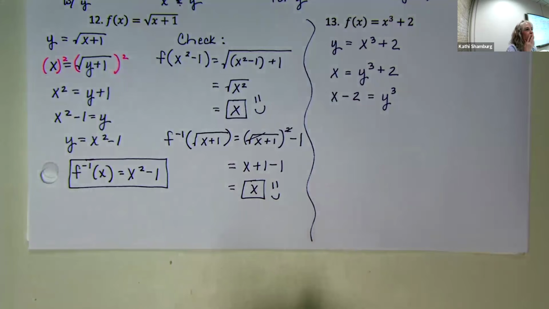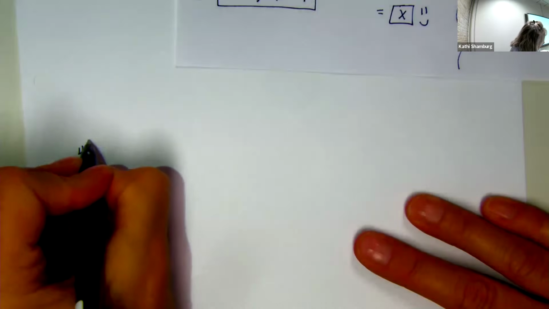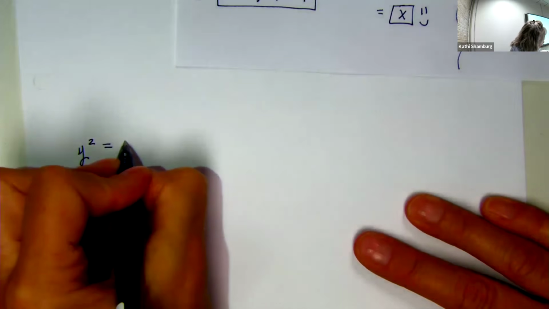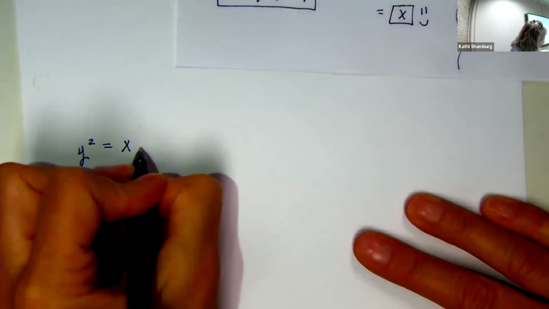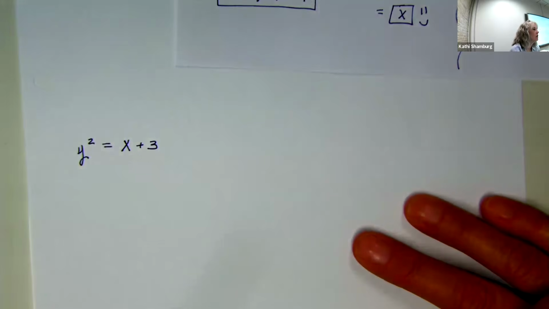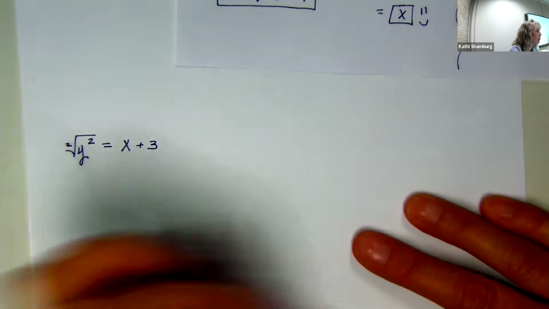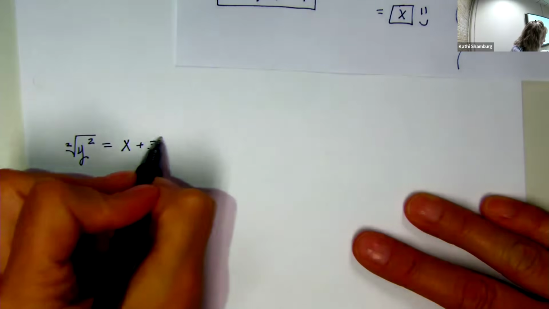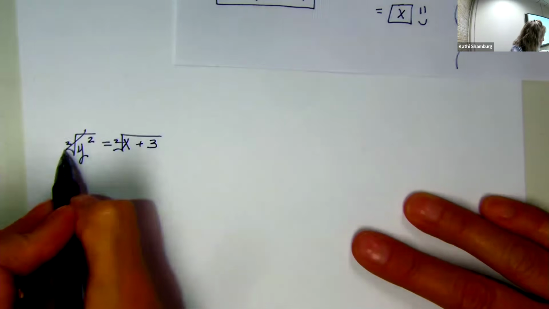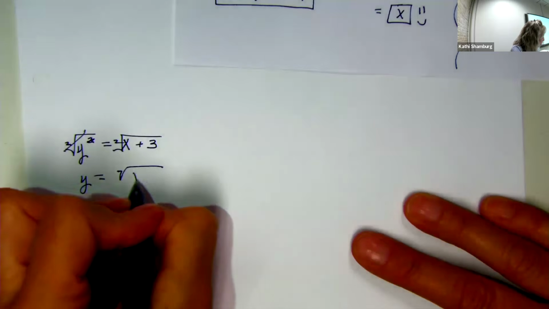Nothing to factor. Let me ask you this. If I had y squared equals x plus 3, and I wanted to solve for y, what would you do to both sides? Take the square root, right? That means there's a 2 there that we don't write. I'll write it there to give you the hint. That cancels that. You're left with y equals the square root of x plus 3.